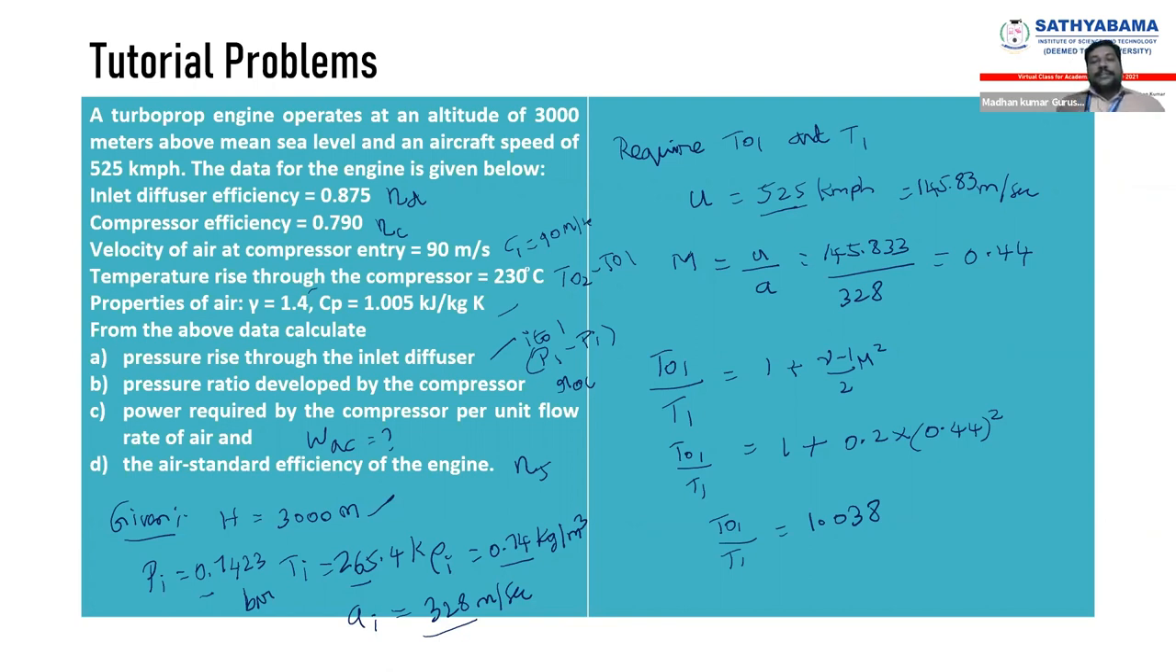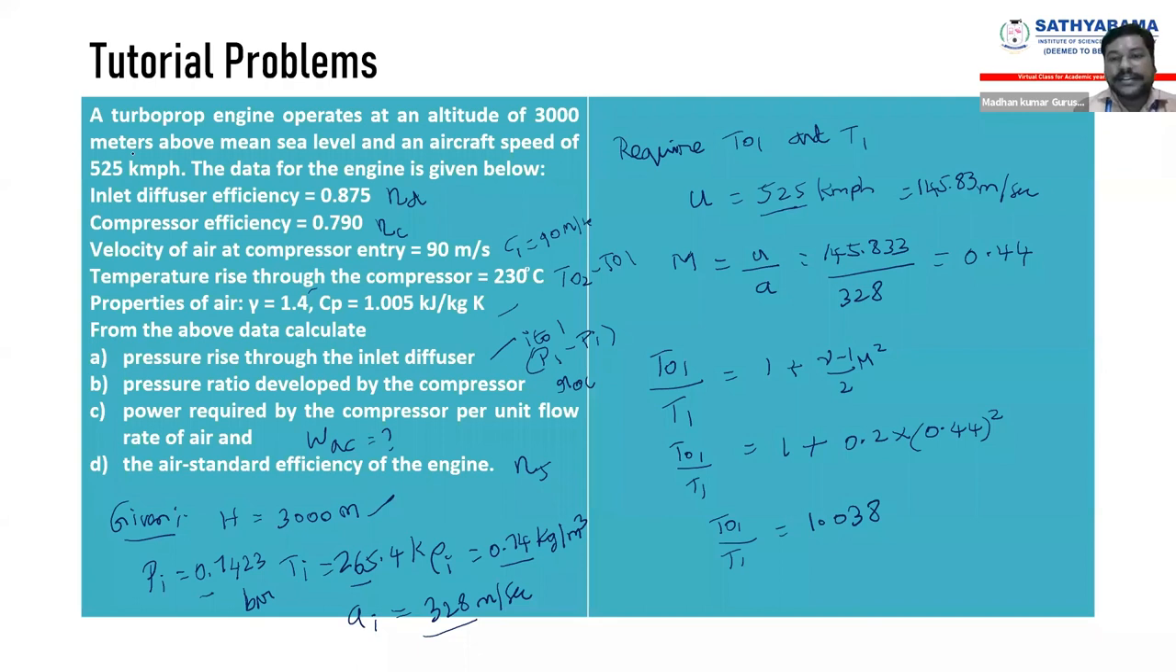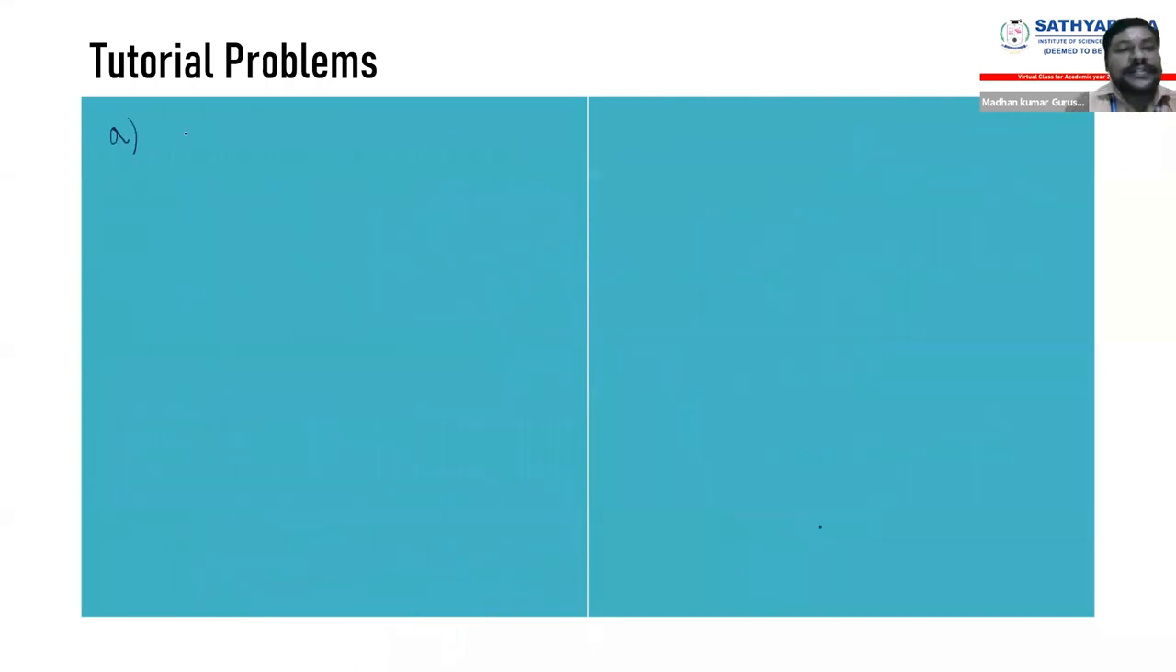Right, let it be. Now what we have to find is section A. So for your section A, you have to find pressure rise through the inlet diffuser.